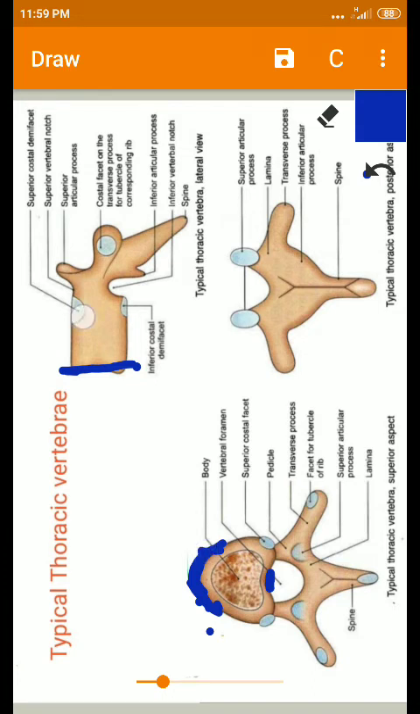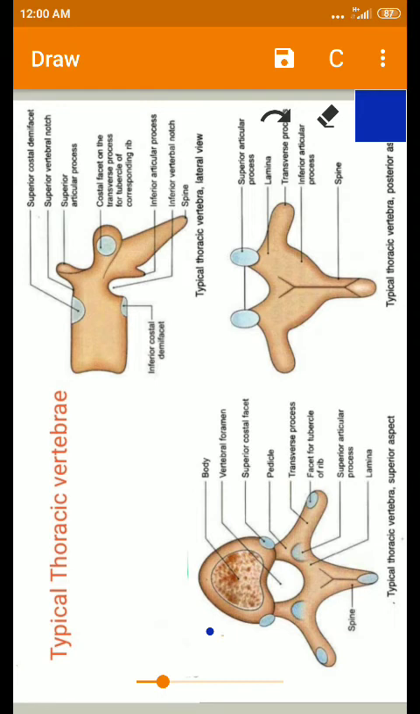And the margins of these costal facets give attachment to the capsular ligament and radiate ligaments of. So what is the joint formed here? Here the rib is getting attached. Rib is called costa, and vertebrae, so a joint between the costa and vertebrae is called costovertebral joints. So capsular and radiate ligaments of costovertebral joint. Okay, this is about the attachments to the body of typical thoracic vertebrae.